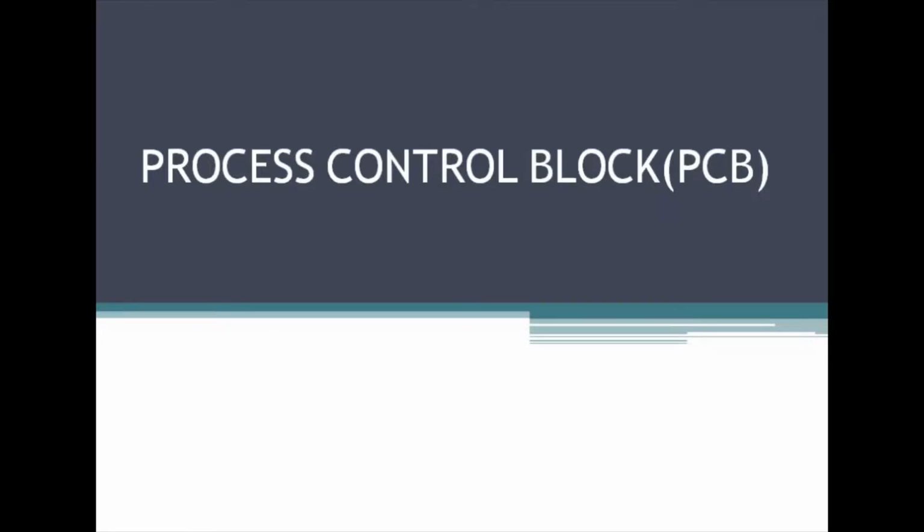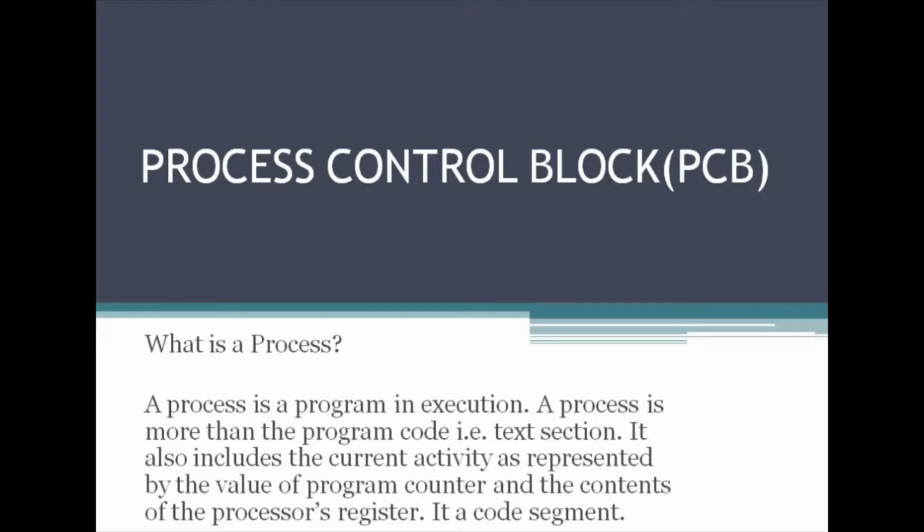So today we are going to discuss the process control block. Before discussing the process control block, let us first discuss what a process is. A process is nothing but a code segment that is used in a CPU for executing the whole program. So a process is a program in execution.